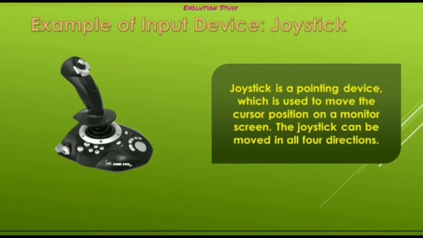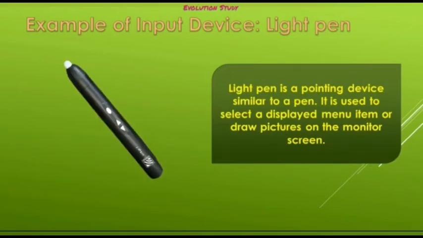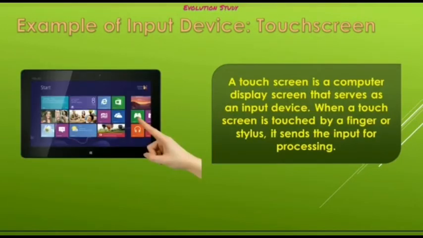Now what is a joystick? Joystick is a pointing device which is used to move the cursor position on a monitor screen. The joystick can be moved in all the 4 directions. Light pen. Light pen is a pointing device similar to a pen. It is used to select a displayed menu item or draw the pictures on the monitor screen. A touch screen is a computer display screen that serves as an input device. When a touch screen is touched by a finger or a stylus, it sends the input for processing.